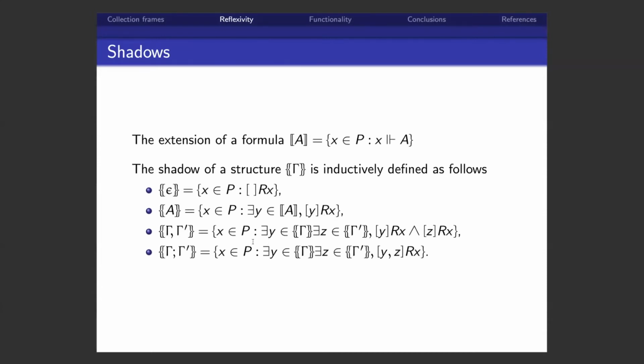The shadow of an extensional combination is where the shadows of the two combined structures overlap. And the shadow of an intensionally combined structure is what you get by, putting this roughly, intensionally combining points from the shadows of the combined structures.